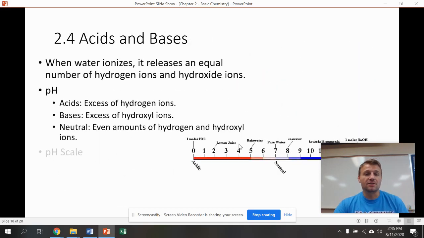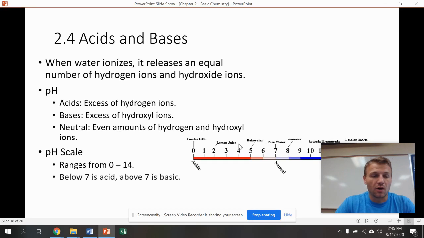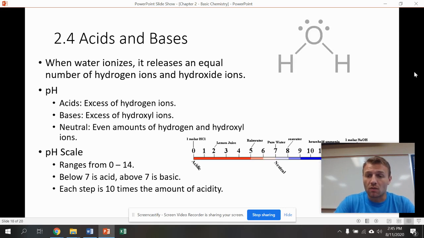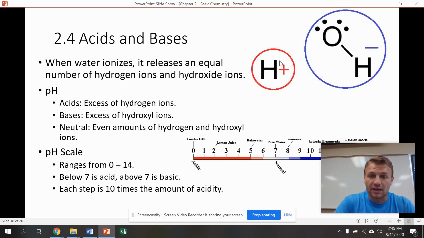Now, acids and bases are one of our last concepts that we're going to go over. Acids have an excess amount of hydrogen ions. Bases have an excess amount of hydroxyl ions. Remember that water molecule we talked about before. When you break it up, you get a hydrogen ion on one side and a hydroxyl ion on the other side. Now, about this hydrogen ion, here's a big tip: hydrogen ions are only protons. Hydrogen ions are only protons.